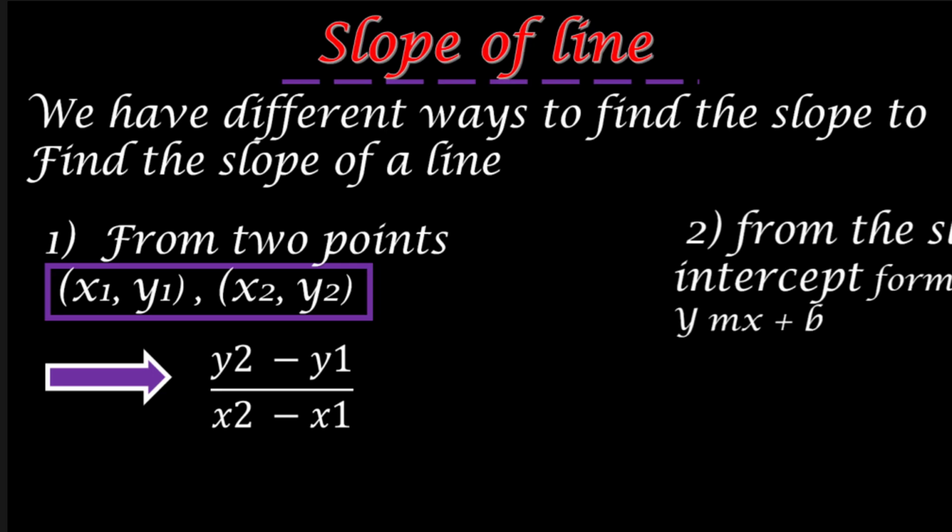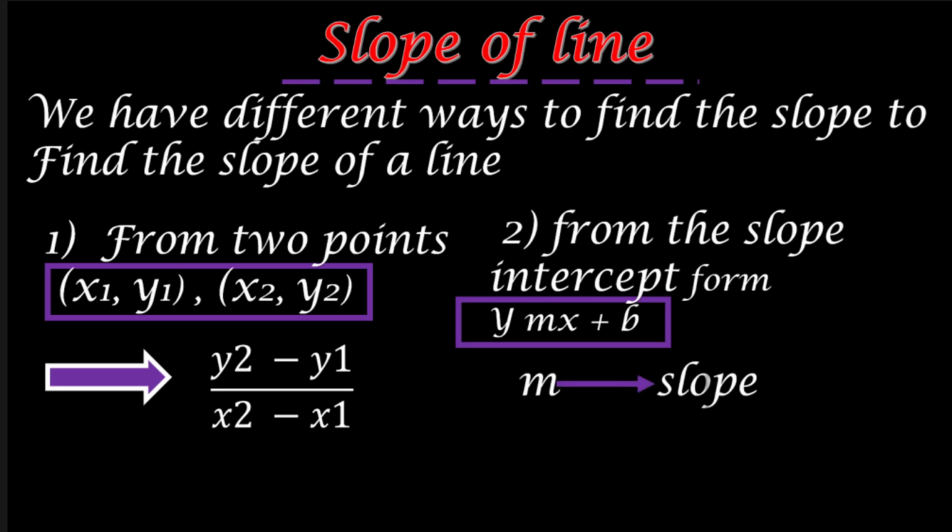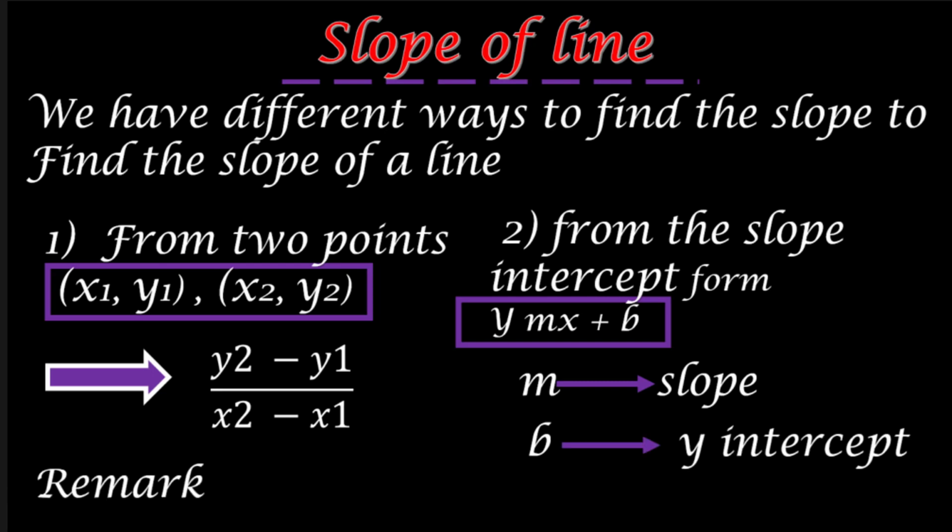From the slope-intercept form we studied before, y equals mx plus b. m is the slope of the line, and b is the y-intercept we studied before.